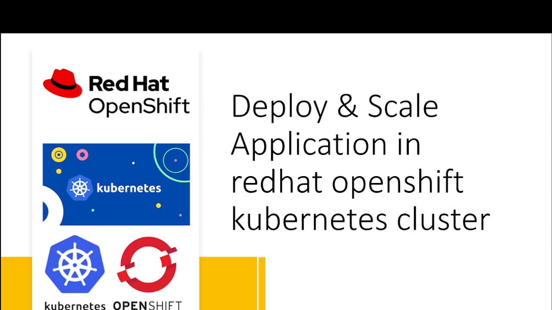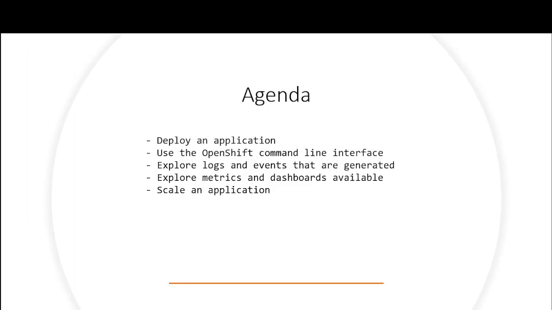Hello, today we'll learn how we can deploy and scale an application in a Red Hat OpenShift Kubernetes cluster. So this is the agenda. I'll deploy an application from Git. We'll use the OpenShift command line interface, and we will explore logs and events that are generated. We'll also explore some metrics and dashboards that are available, and we'll then scale an application.